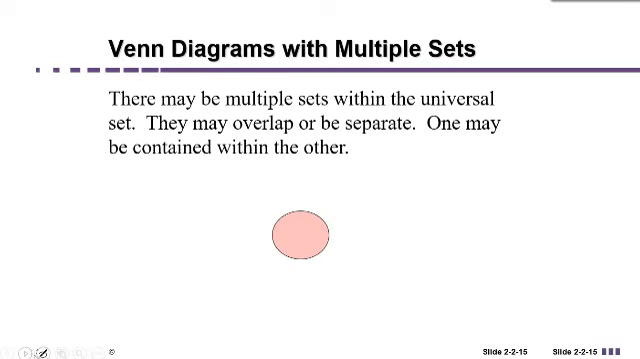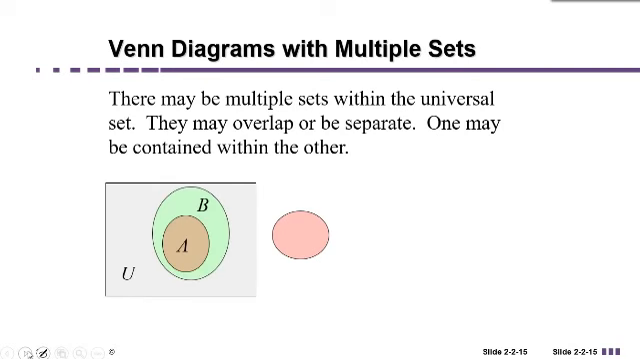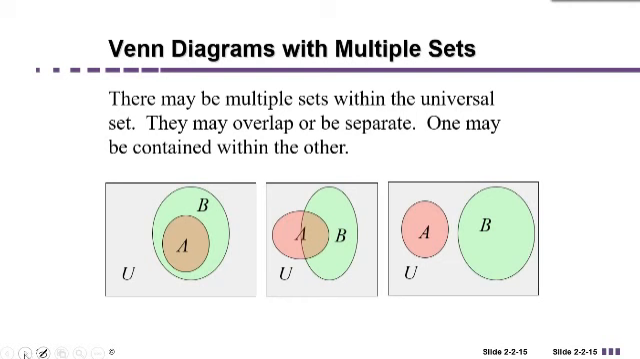Now, there may be multiple sets that we try to depict within one universal set, and they can overlap or they can be separate, or one can be contained in the other. So here's a drawing where we have our universal set. We have a set A and we have a set B. This also has a universal set, a set A and a set B. And so does this one. But each one of these Venn diagrams depicts a different relationship between set A and set B.